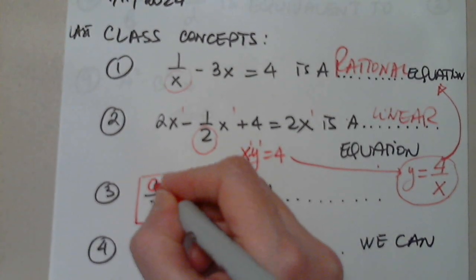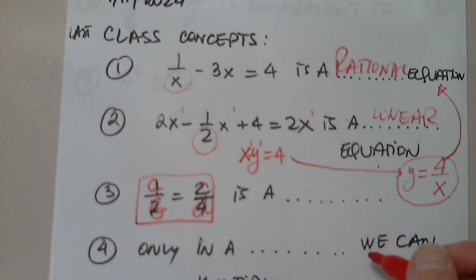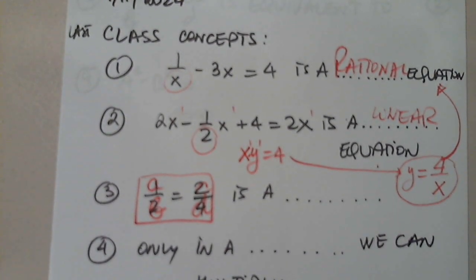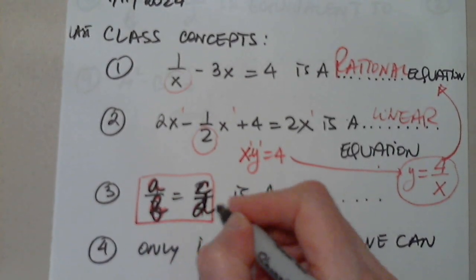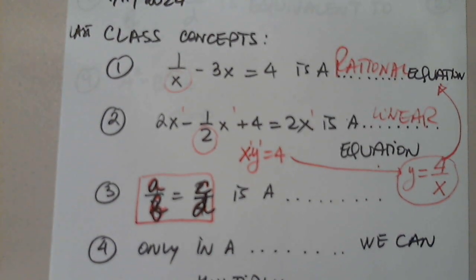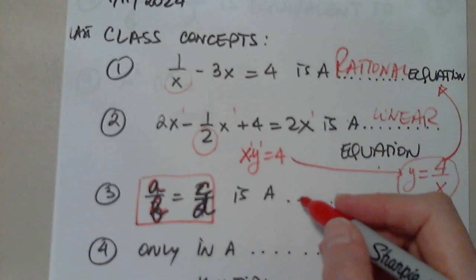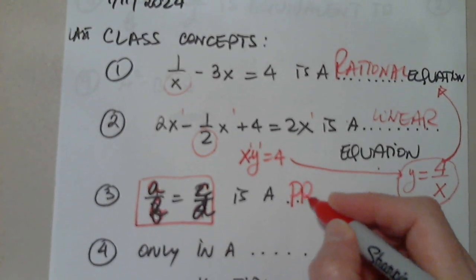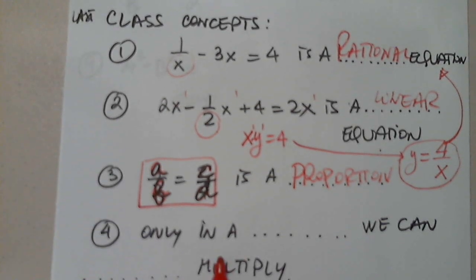I'm going to change it. A over B equals C over D. Because you're right, it was an identity, but I was referring to something else. I changed it. So let's say A over B equals C over D. What is this? Proportion. Thank you. Proportion. Awesome.